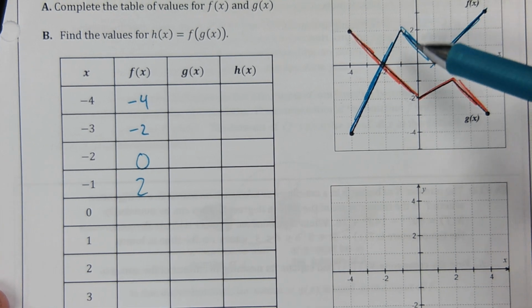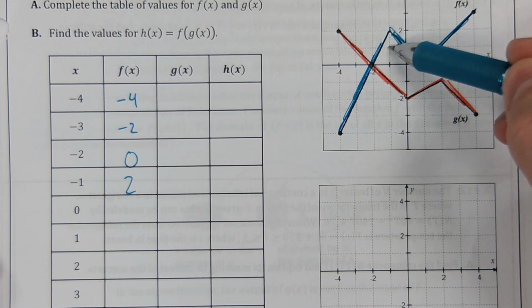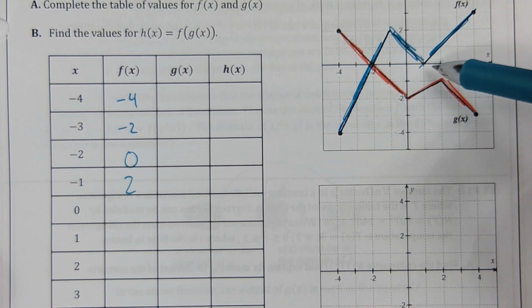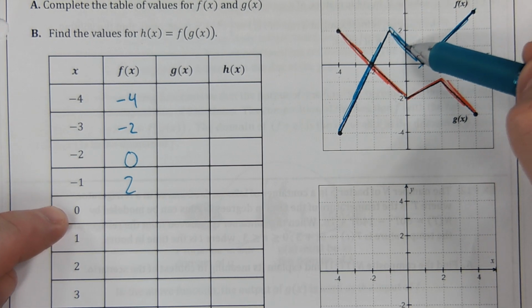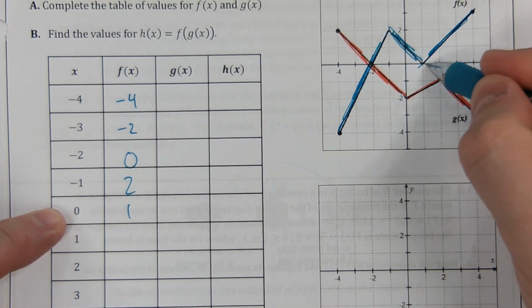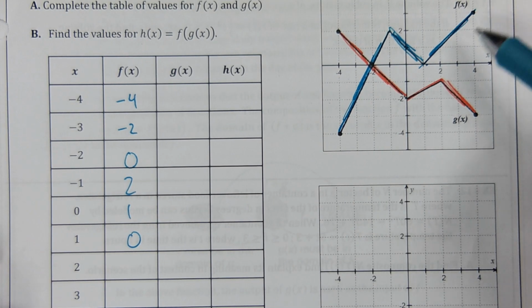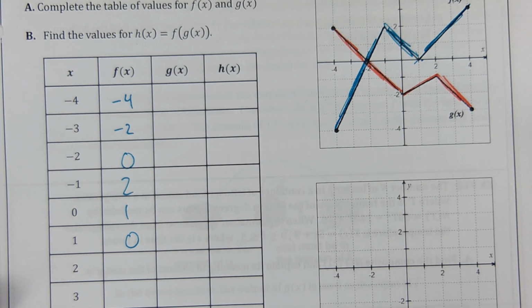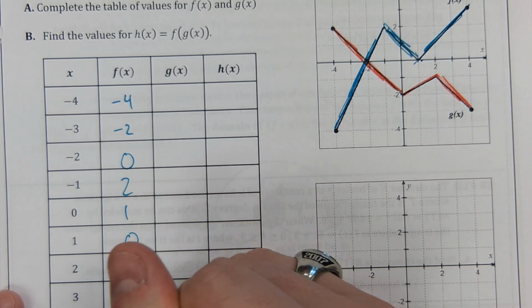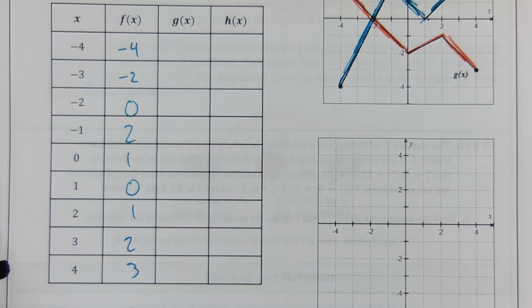Now this line, we could read the graph, or you could just see that the slope is down 1, right 1, down 1, right 1. So we know this y value is going to be 1. This y value is going to be 0. And then after here, the slope is up 1, right 1, up 1, right 1, up 1, right 1. So back to 1, then to 2, then to 3. Just like that. Oh, you can't see what I wrote. Sorry.